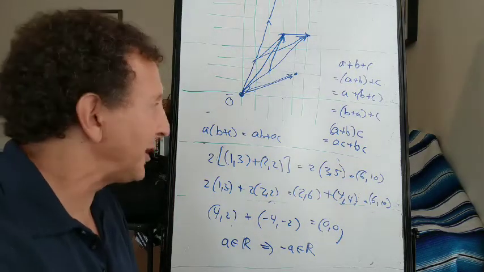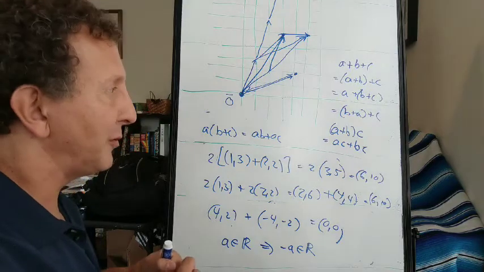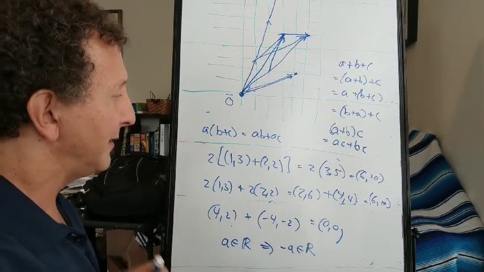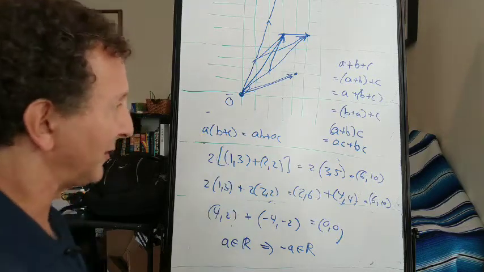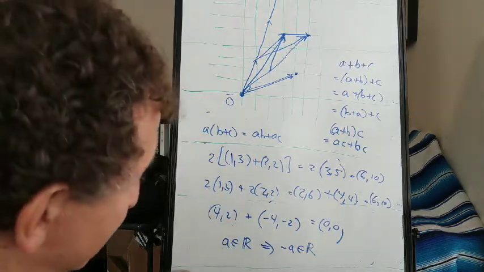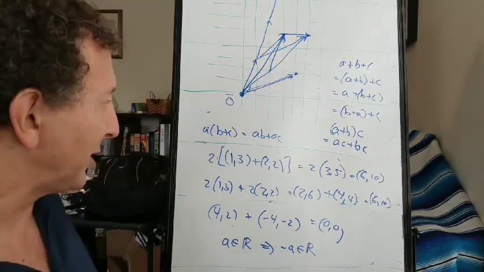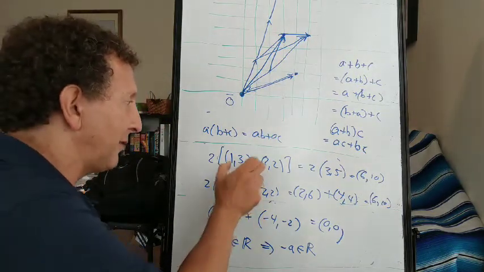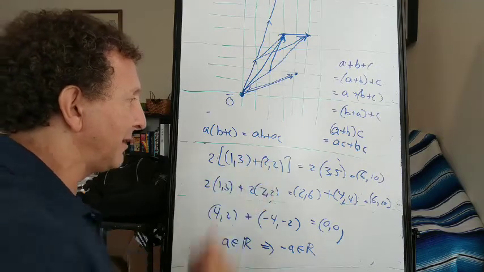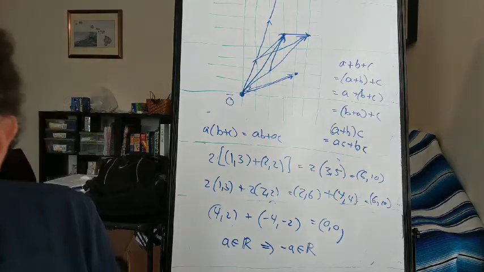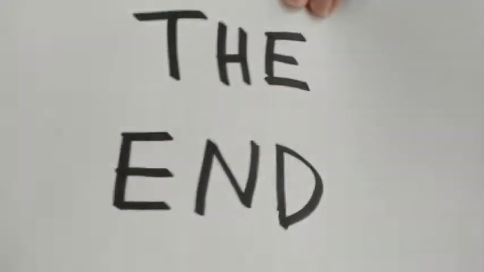So I feel like I haven't said much because I'm just reviewing ordinary arithmetic on real numbers. The only difference is I'm doing it 2 real numbers at a time instead of 1 real number at a time. But all the rules still apply because they apply to the first component of these ordered pairs and they apply to the second component of these ordered pairs. The end.